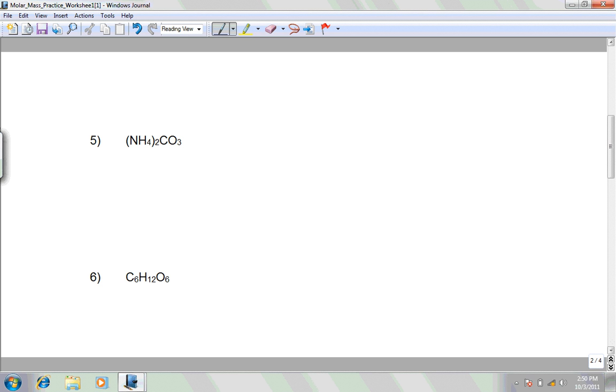And finally, for number 5, for this set, we have nitrogen, hydrogen, carbon, and oxygen. Notice this 2 on the outside. That's going to the nitrogen and the hydrogen. So that means we have 2 nitrogen, but we actually have 8 hydrogen because it's 4 times 2. 1 carbon and 3 oxygens.